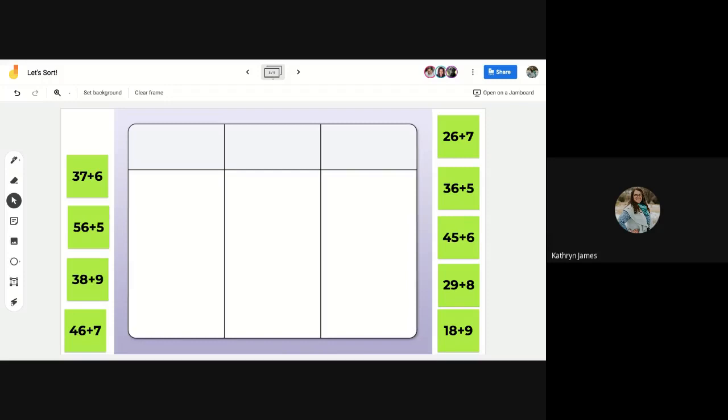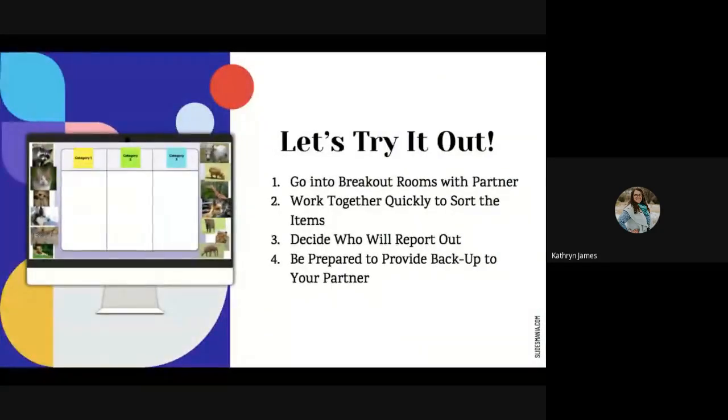You need to be backup for them because sometimes we get stuck and it's really important that we can have each other's backs. Building in that language with your students, that we are supports for each other, helps it not feel as scary to share out to the whole group what our categorization was, how we classify these items together.